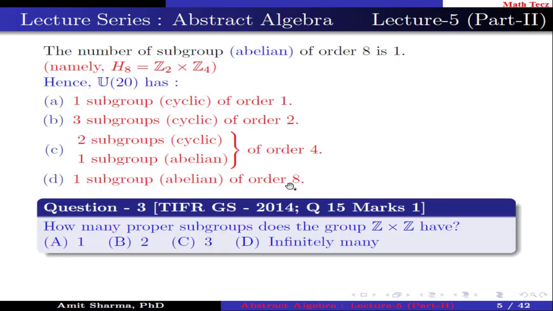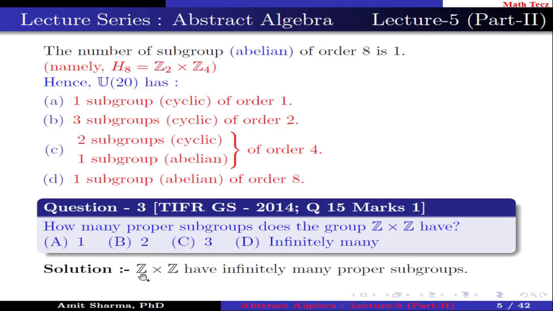Question number 3. This question was asked in the TIFR exam in 2014. How many proper subgroups does the group Z cross Z have? Option A 1, option B 2, option C 3, option D infinitely many. Z cross Z has infinitely many proper subgroups because mZ is a proper subgroup of Z. Hence, option D is right.